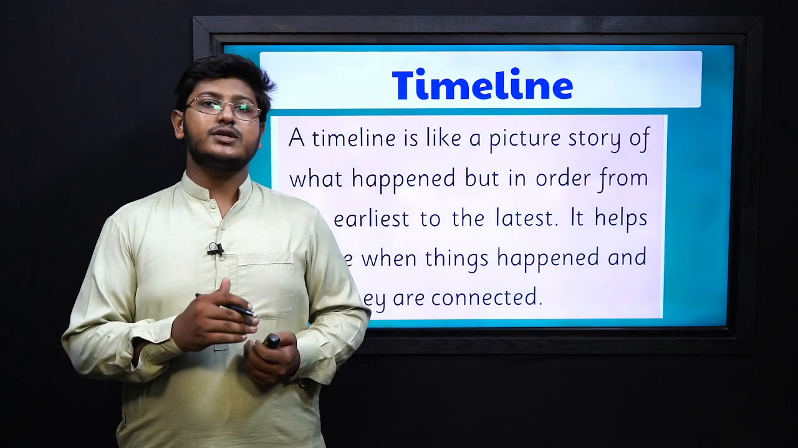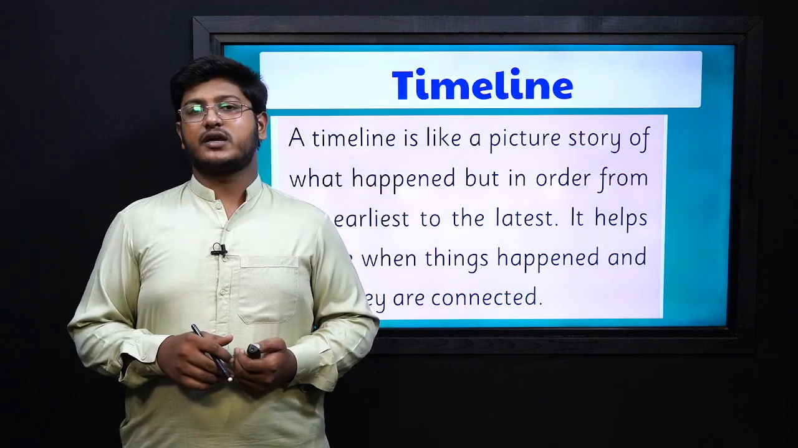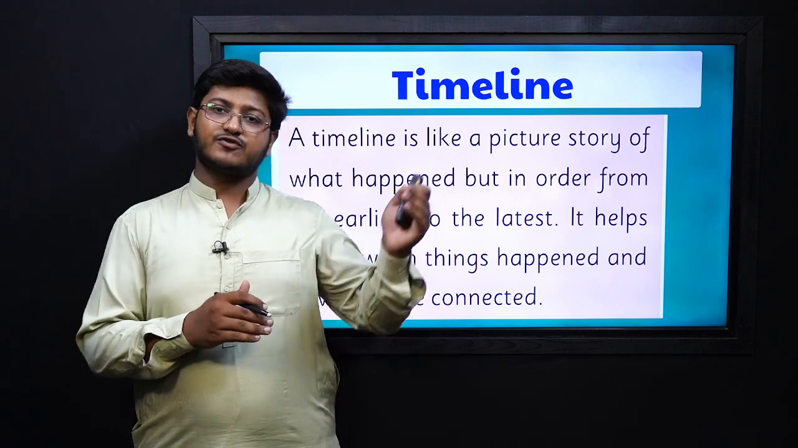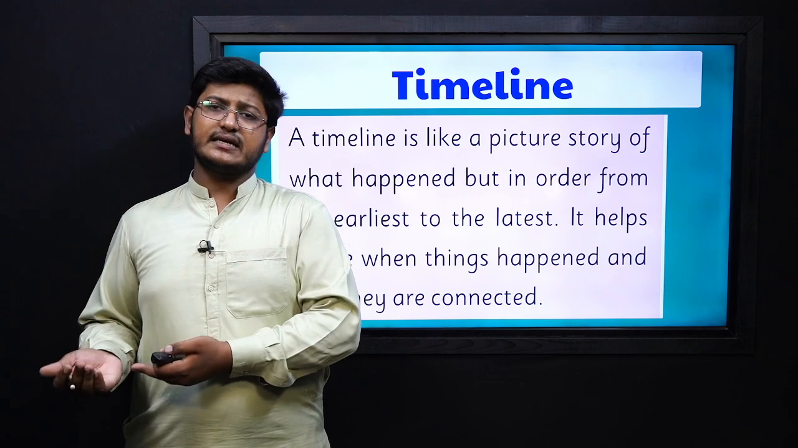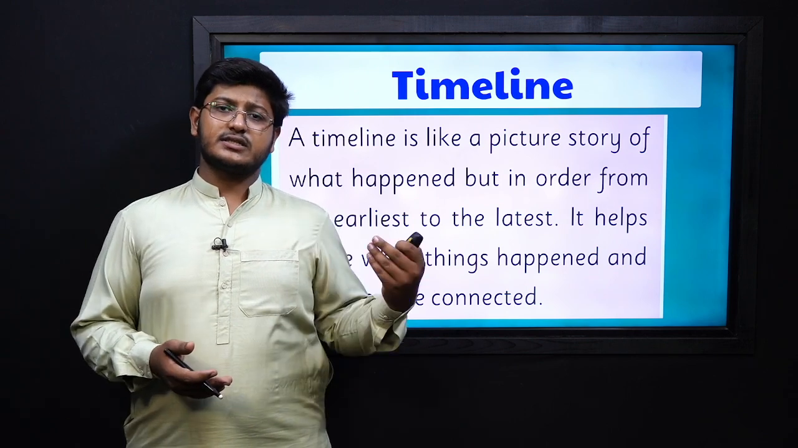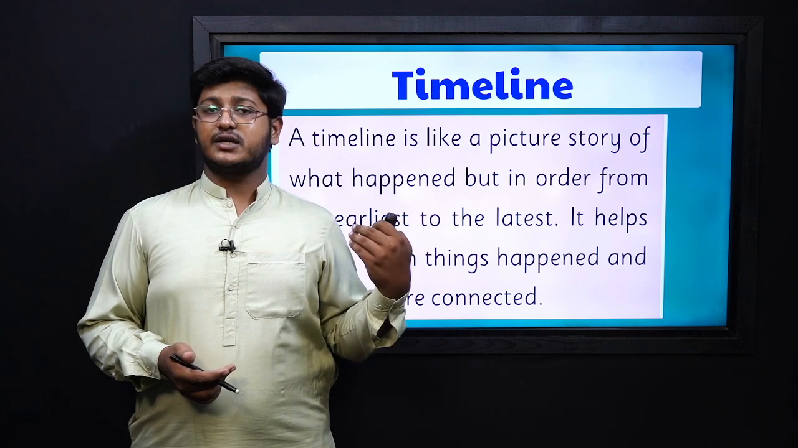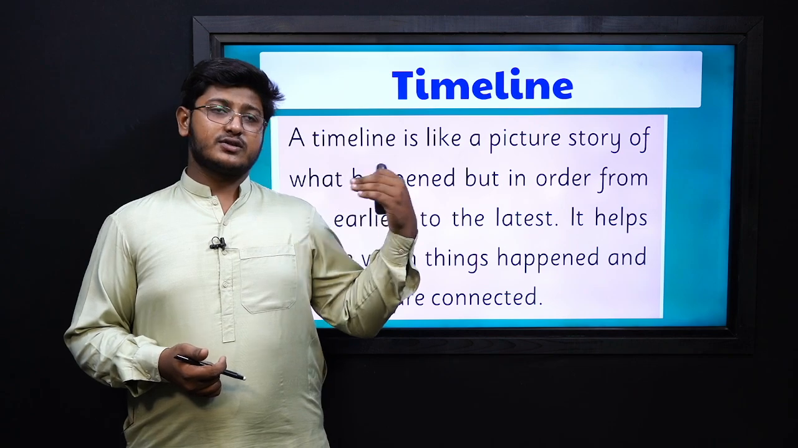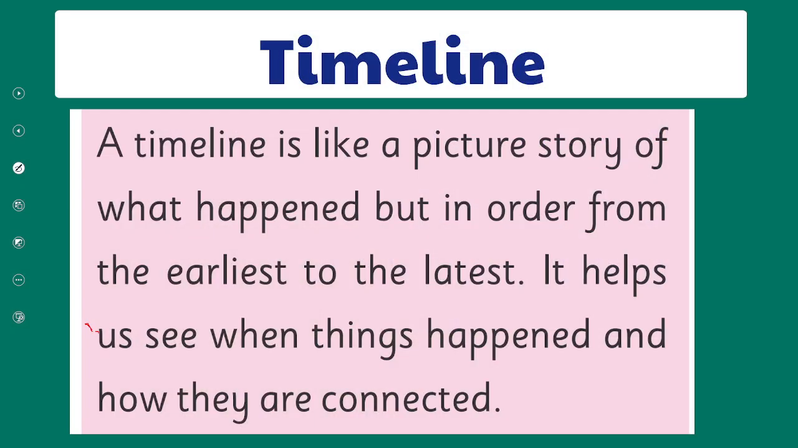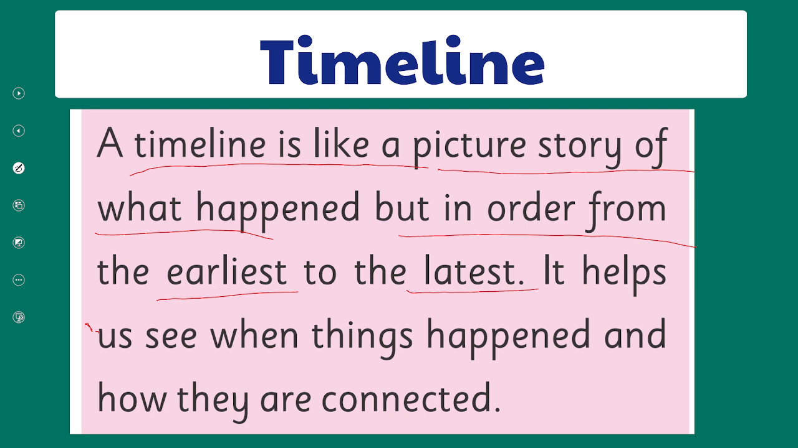The timeline is used for such types of organization, to organize the events from earliest to latest. The timeline is used for this purpose, to organize the events. So let's read what the timeline is. A timeline is like a picture story of what happened, but in order from the earliest to the latest. So this is how the timeline works.